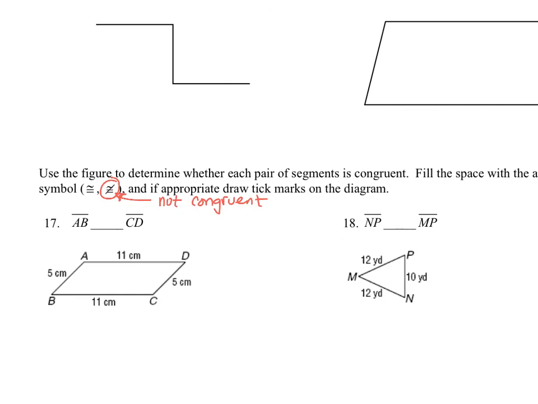All right, so what we're going to do for 17 and 18 is we're just going to look at the measures of the two indicated sides. Here I can see that the measure of AB is equal, so this is a context for equal, to the measure of CD. They're both equal to 5 centimeters. So that's going to tell me that the two geometric figures are congruent.